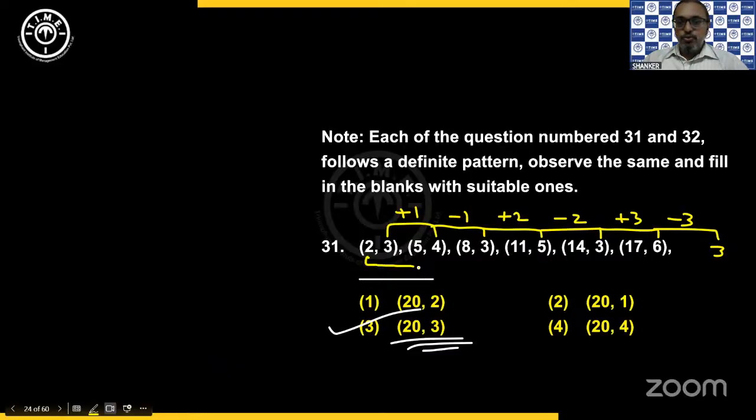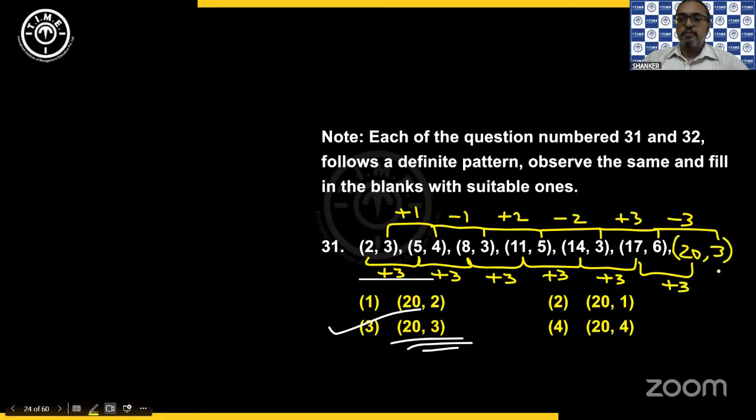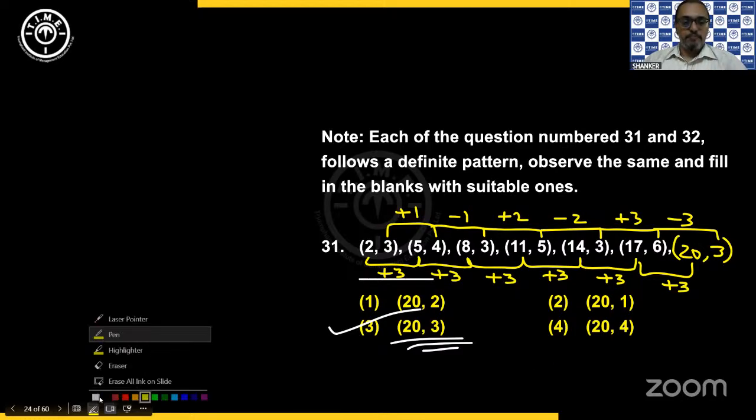So we have 2, 5, 8, 11, 14, 17. So everywhere here, what is happening? +3, +3, +3 is happening. Correct? Everywhere +3. Now what is 17 + 3? You get 20. And that is precisely what I have as my answer. 20, 3. Third option. Yes. Okay.